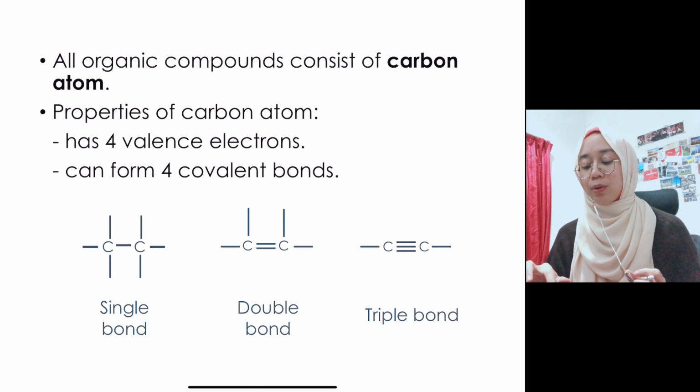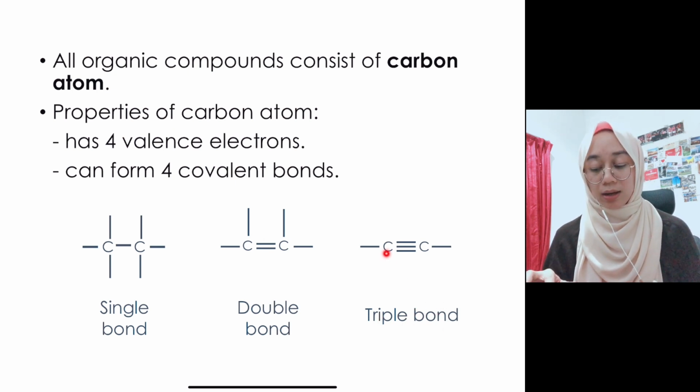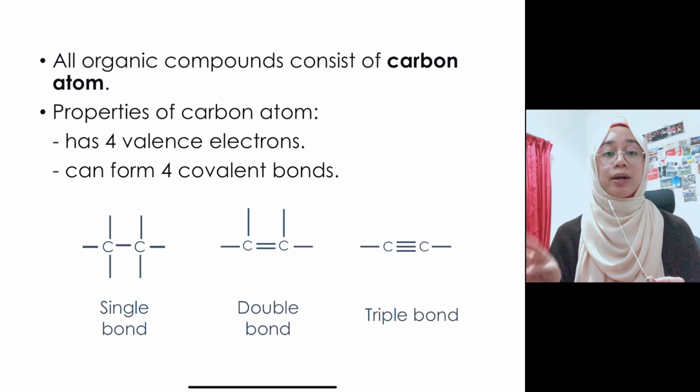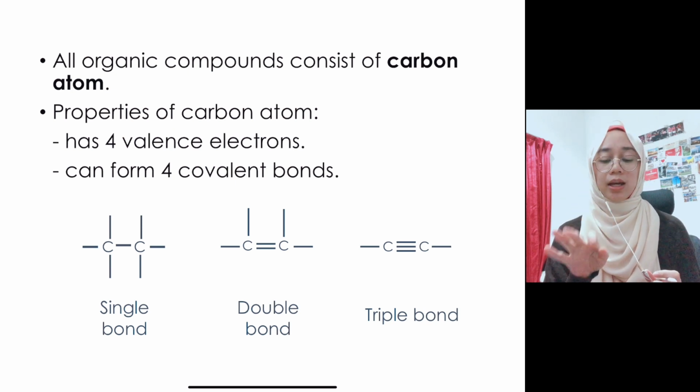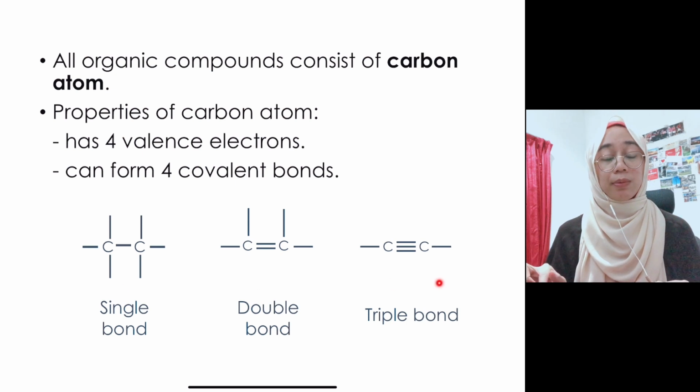Meanwhile kalau kita tengok triple bond pula, triple bond pun possible juga antara carbon dengan carbon. Kalau dekat sini triple bond bermaksud there are 3 covalent bonds, so 1, 2, 3, and then dia ada 1 single bond kat sini. So overall kamu akan still dapat 4 covalent bonds. But the example given to you here is only between carbon dengan carbon.